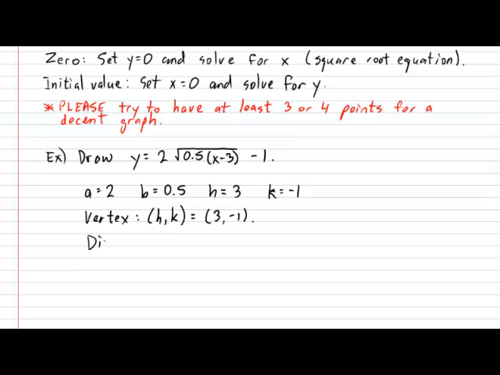Next, let's identify the direction that this graph is going to have. So direction is based on the sign of a and b together. In our example, a is positive and b is positive. Therefore, this graph will start at the vertex and then fly up and to the right.